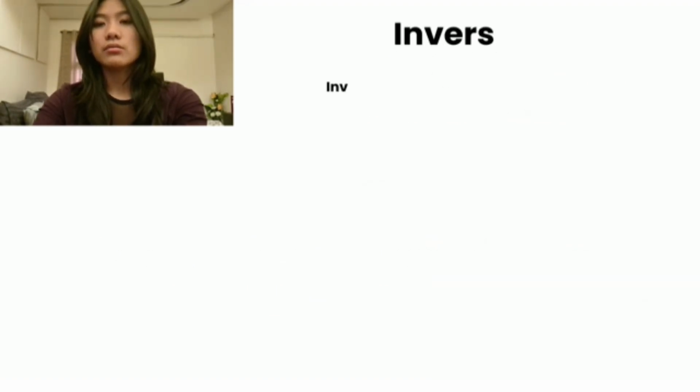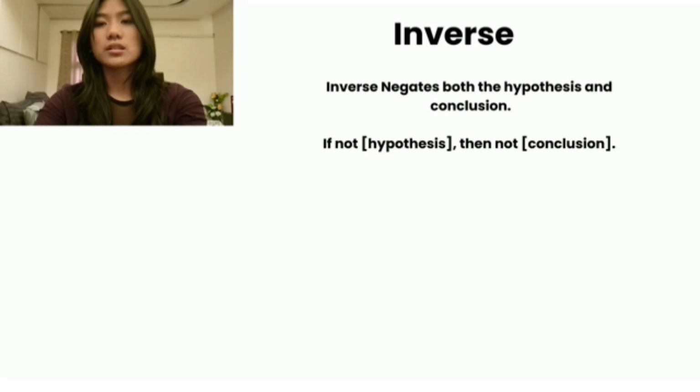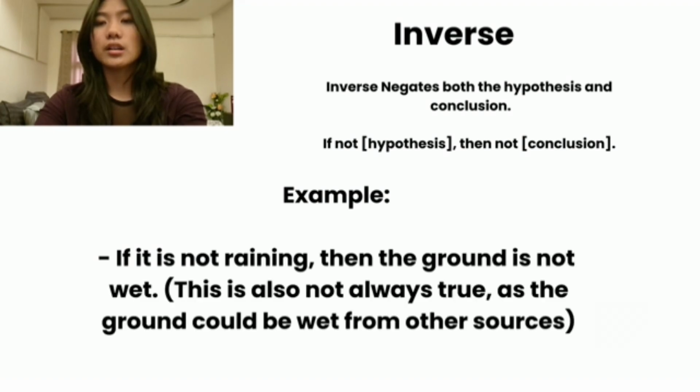Inverse. Inverse negates both the hypothesis and conclusion. If not hypothesis, then not conclusion. Example, if it is not raining, then the ground is not wet. This is also not always true, as the ground could be wet from other sources.